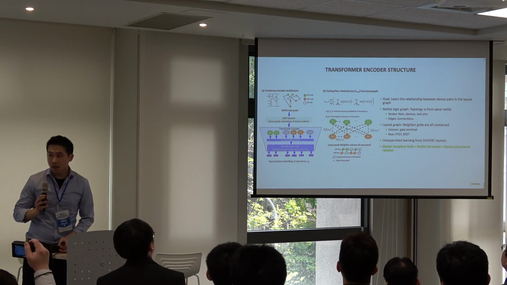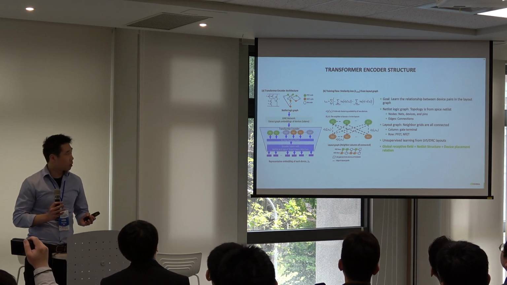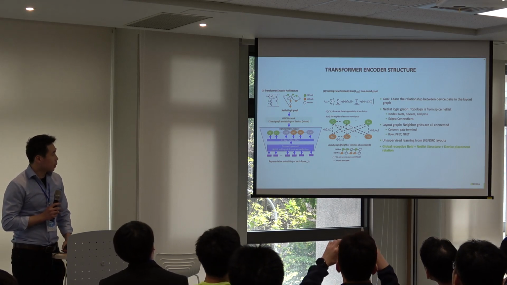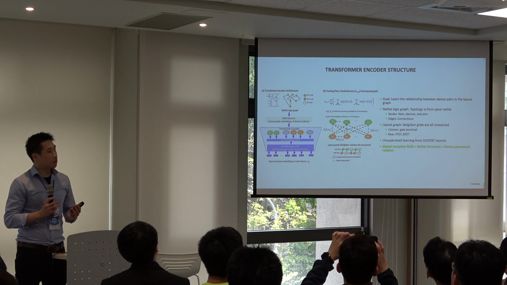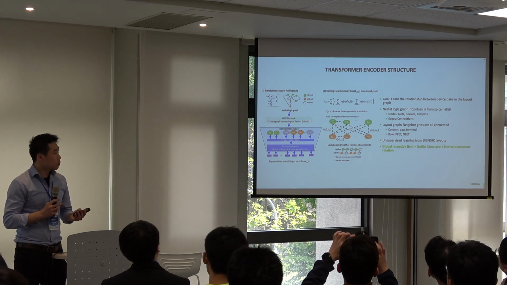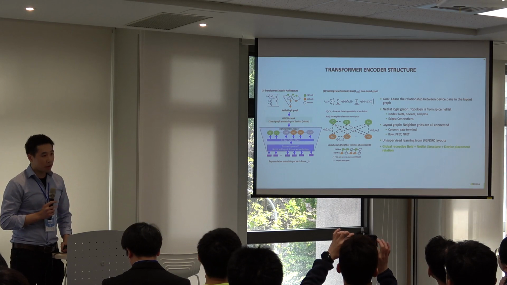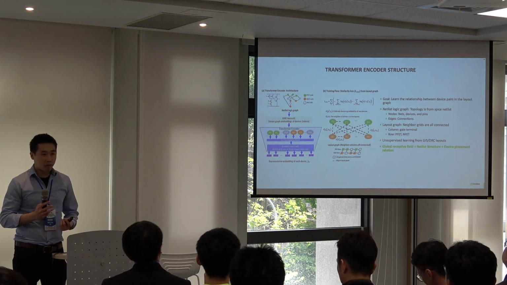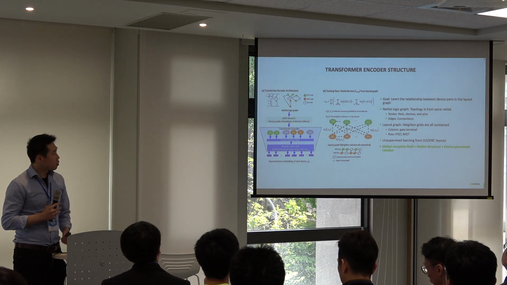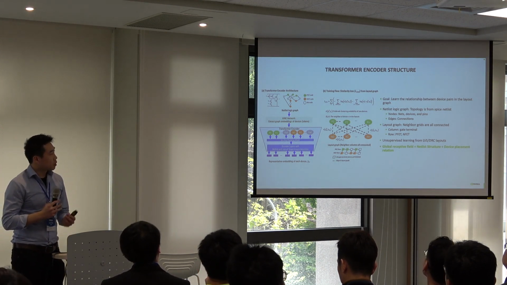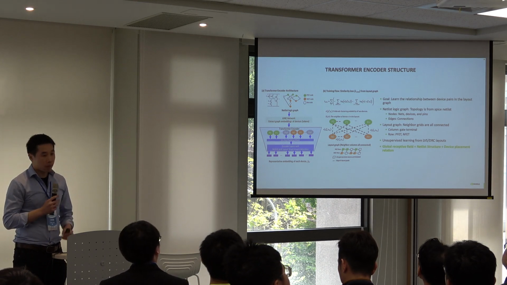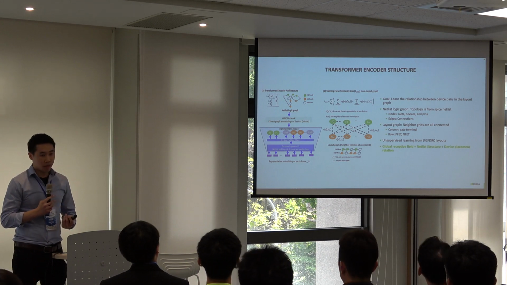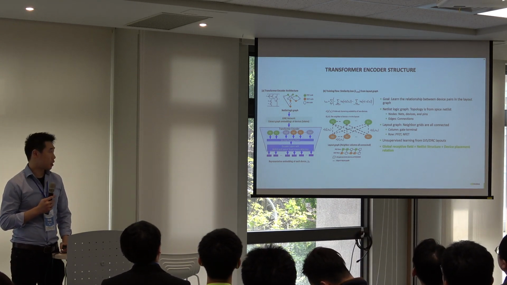So here is the transformer model encoder structure. Firstly, the goal of this model is to learn the relationship between device pairs in the layout graph. So let me first define the netlist logic graph and the layout graph. The netlist logic graph is derived from the topologies of the SPICE netlist, and the nodes are the nets and devices, and pins are also represented as nodes in this graph.